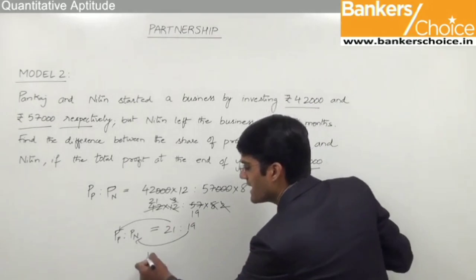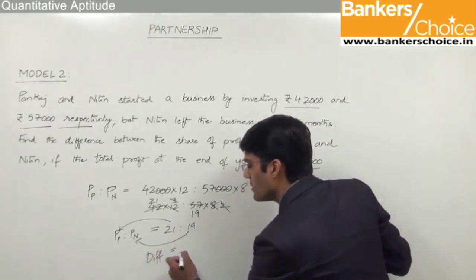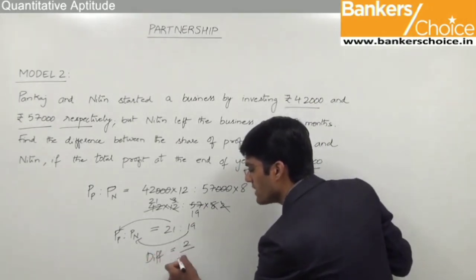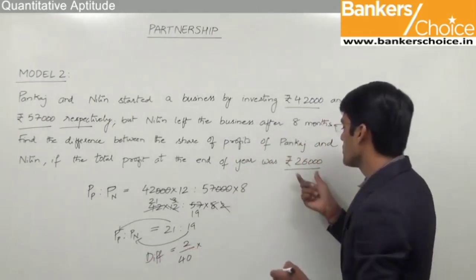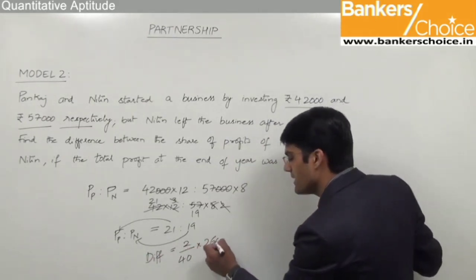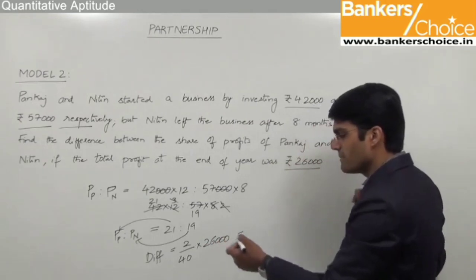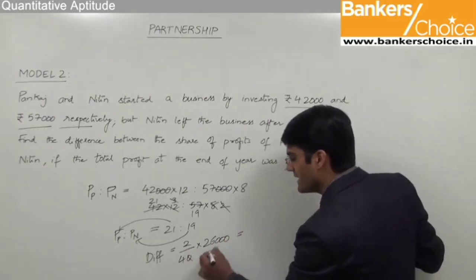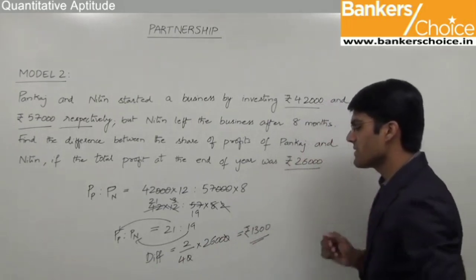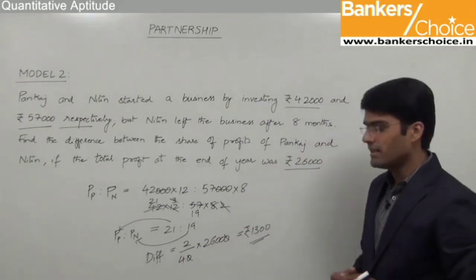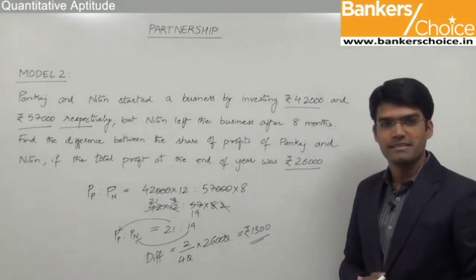So we can say that the difference will be equal to 2 parts out of the total 21 plus 19, 40 parts. And this when multiplied by the total profit of 26,000 will give us the actual difference. So by simplifying this, we get the answer as 1300 rupees. So we can say that the difference of profits between Pankaj and Nitin will be equal to 1300.